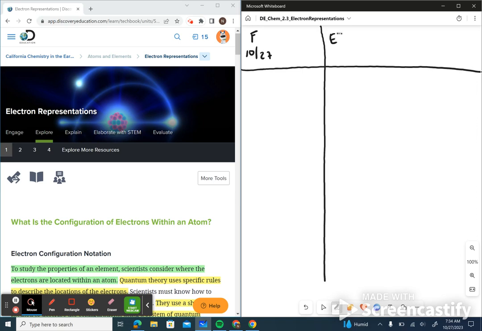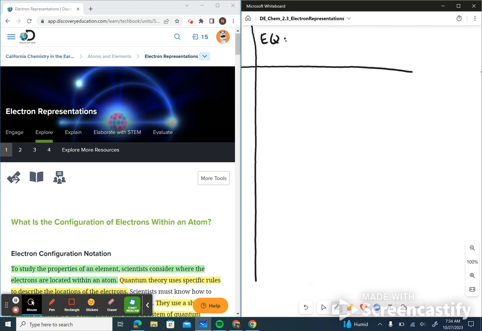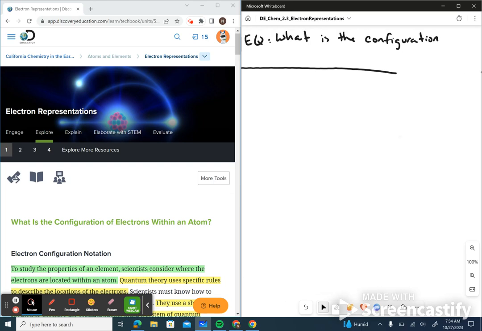Our essential question: what is the configuration of electrons within an atom? What is the configuration? That's kind of like saying the structure, how you set something up, of electrons within an atom. Question mark. Okay.